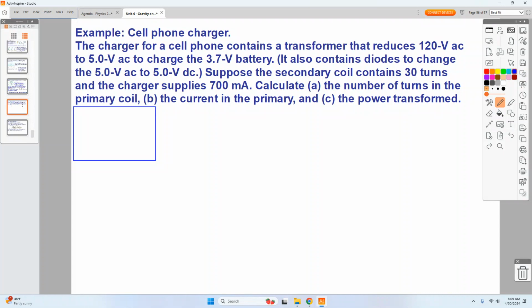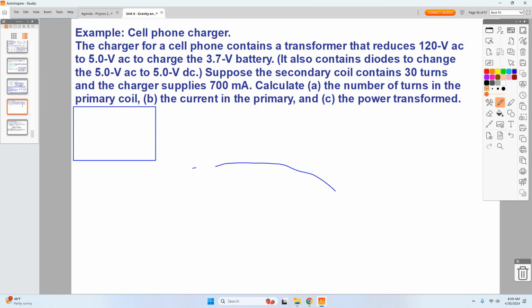Suppose the secondary coil contains 30 turns and the charger supplies 700 milliamps. Calculate the number of turns in the primary, the current in the primary, and the power of the transformer. Okay, so I'm going to draw a little sketch for you. And I gave you guys some space for you to be able to do this as well. I've lost my pen to write on the board, so I can't do this very neatly.